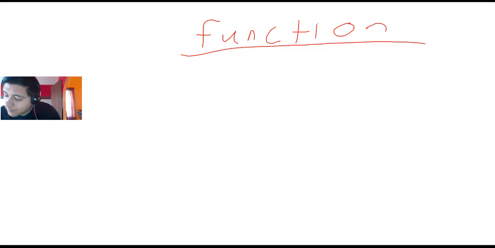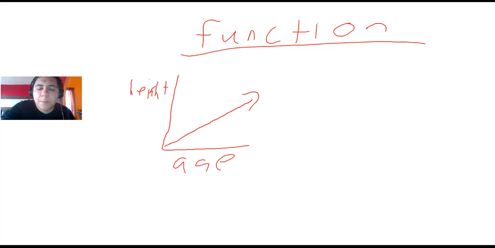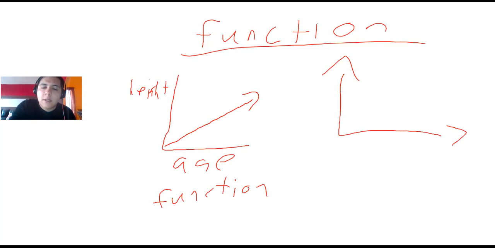Okay, so a function is basically just a relation, but it's a relation that makes sense, okay? So I don't know if you guys remember from last year, we were saying, let's say we're comparing age and height. We could reasonably say that as someone gets older, the taller they get. So that would be an example of a function, because that's a relation that we can say makes sense, right?